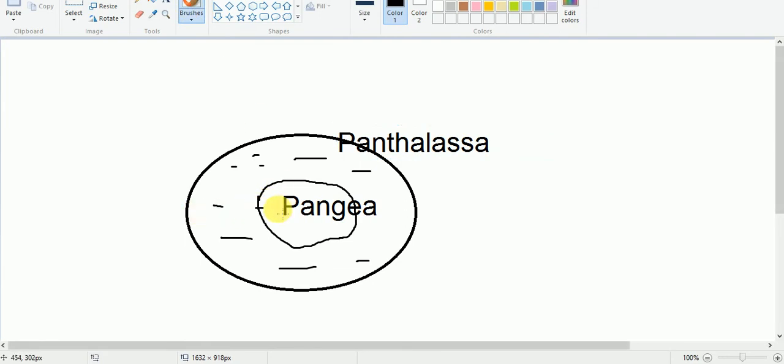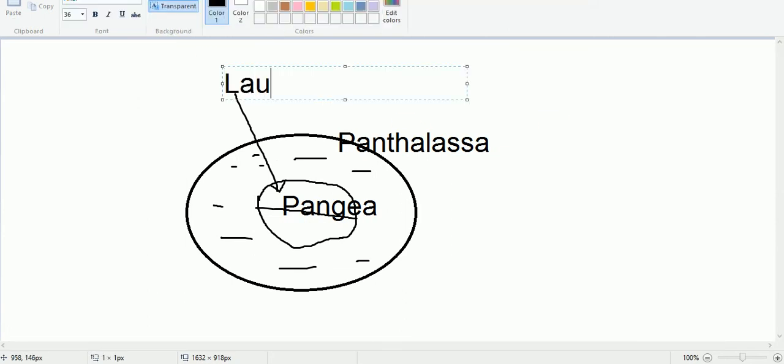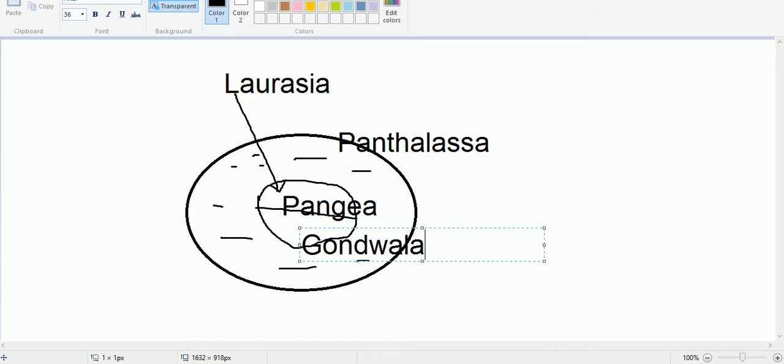In due course of time, Pangaea started breaking into two parts. Here, Pangaea was broken into two halves. The northern landmass was known as Laurasia, and the southern one was known as Gondwana land.